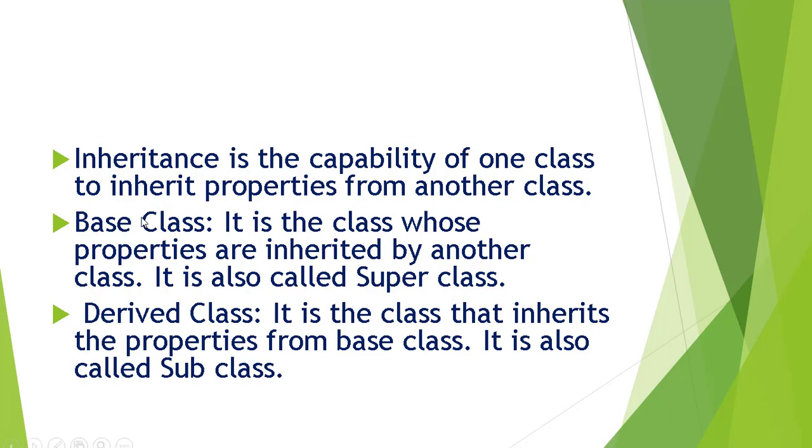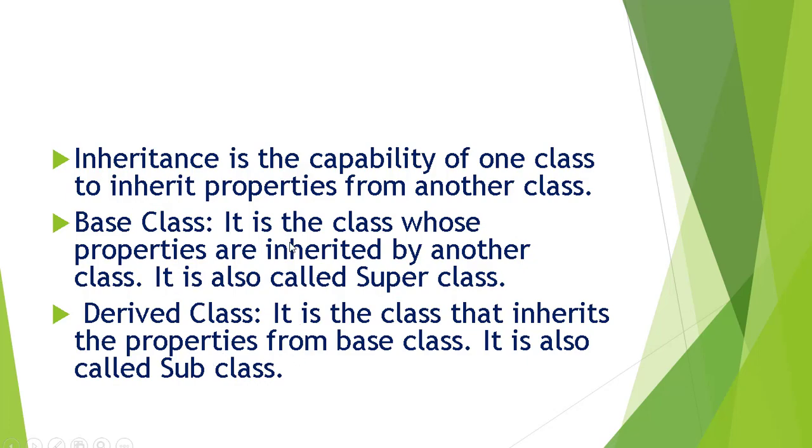Base class is a class whose properties will be inherited by some other class. For example, if a base class is a student, so student is a base class and the properties of the student will be inherited by some other class. Derived class is a class that inherits the properties from the base class. So the student is the base class. From the student, the derived class will inherit the properties from the base class. For example, the derived class is marks. Marks will inherit the properties of the base class.